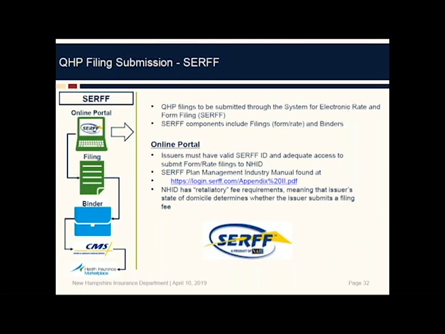Continuing with the SURF filing. QHP filings are to be submitted through SURF. The SURF components include both your form rate filing and your binders. The online portal also includes a SURF Plan Management Industry Manual, which can be found at the top right corner of your SURF screen. Keep in mind that New Hampshire has retaliatory fee requirements, meaning that the issuer's state of domicile determines whether the issuer submits a filing fee or not. Next slide.